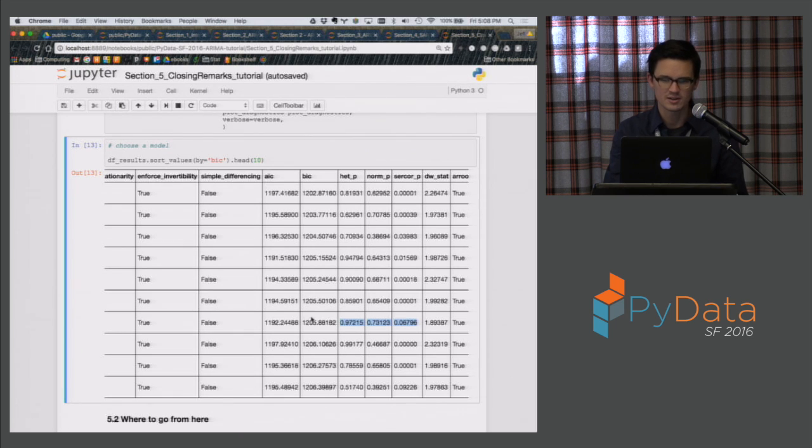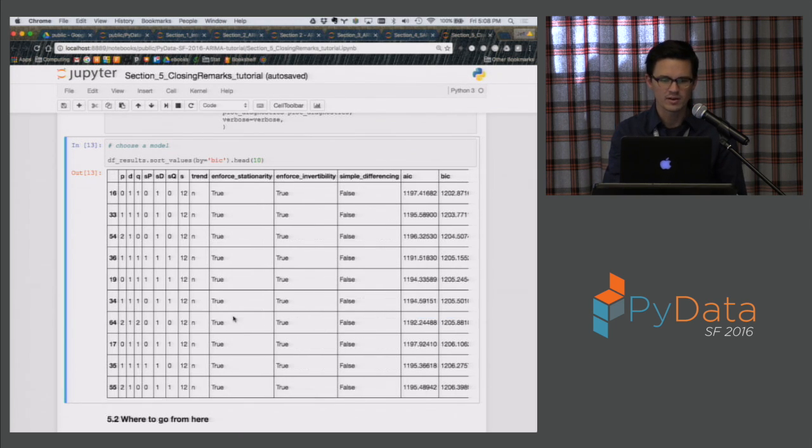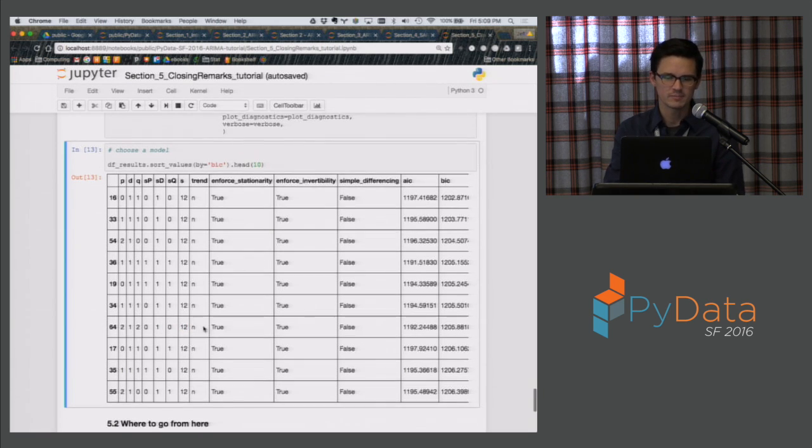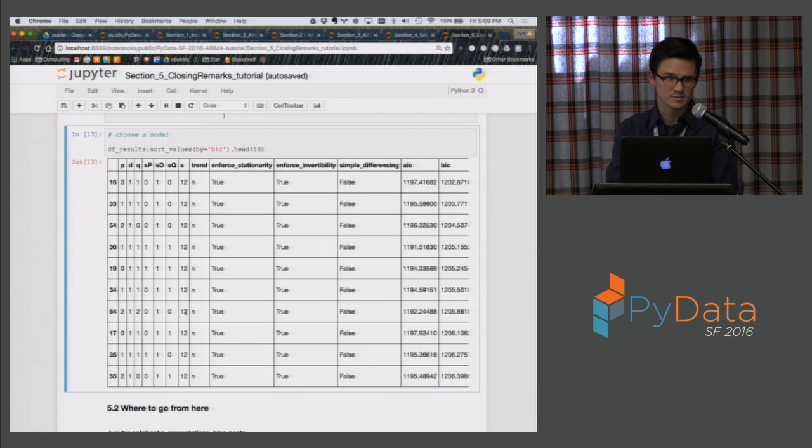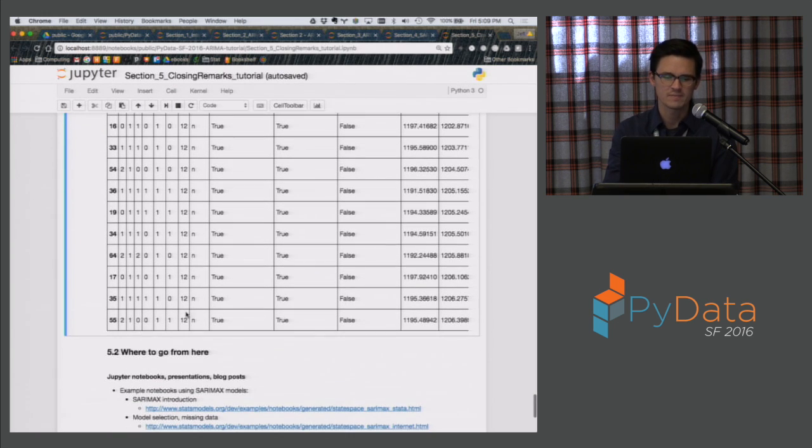So we might make it all the way down here, where the parameters would be 212, 012. That means the PDQ of the ARIMA part is 212, and of the seasonal part is 012. So we do one seasonal difference with a seasonal number of 12. This is monthly data, so that tells us that 12 months back there was correlation in the data. So these are just some pointers for how you might proceed in model selection.